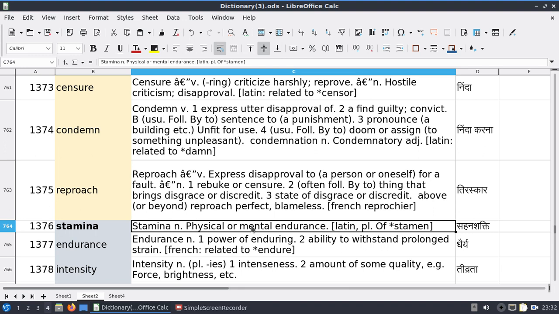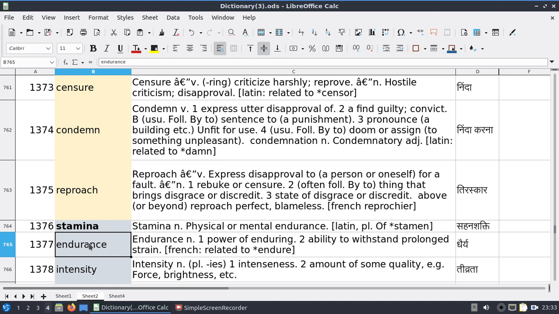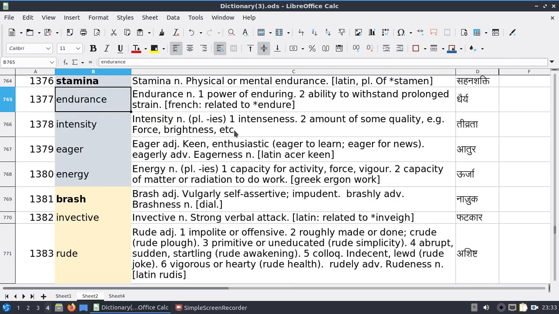Stamina. Stamina means shakti. Means physical or mental endurance. That is a strength. It takes lot of stamina to run a marathon, for example. Endurance. It is also power of endurance, ability to withstand prolonged strain. That is endurance. Stamina is related to endurance also. Let's see the other words. Intensity. Intensity is intenseness. Tivrata. Intensity of light, intensity of sound, intensity of color, intensity of feelings, etc. Varying intensities. Intensity means the thickness or brightness, etc. That is intensity.